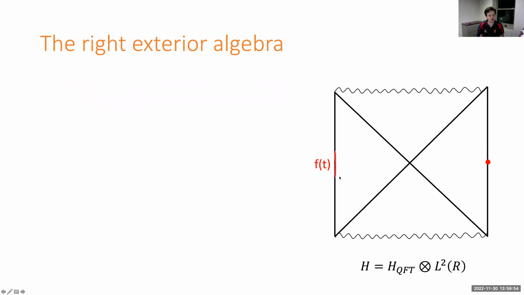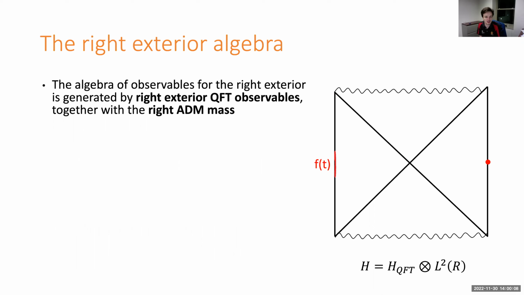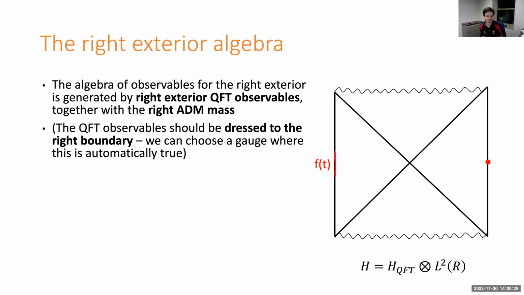Okay, so we now want to define the algebra of all observables within this semi-classical Hilbert space that can be seen from the right boundary. That's generated by two things. The first is QFT observables that are localized in the right exterior. The second is the right ADM mass at infinity, which is localized to the right boundary, and so it should be included in the algebra.